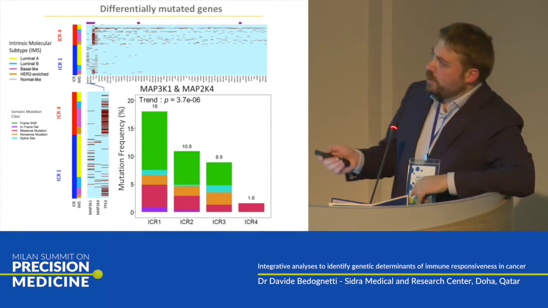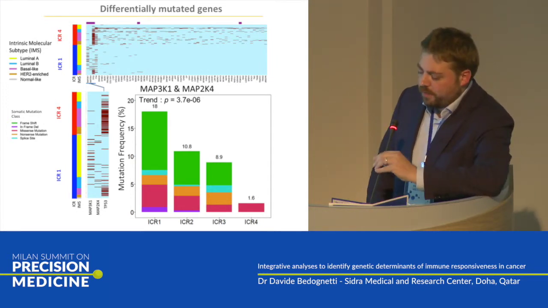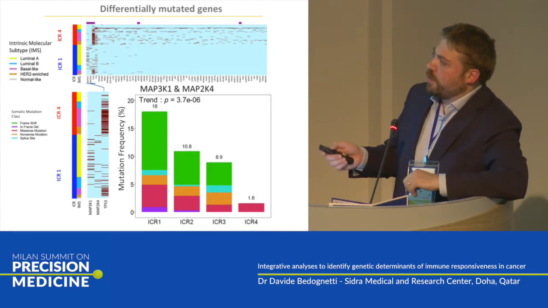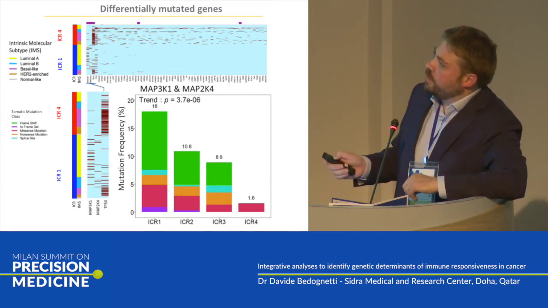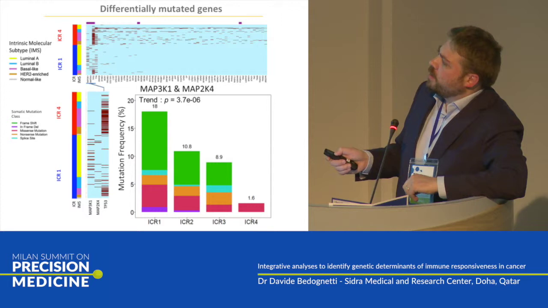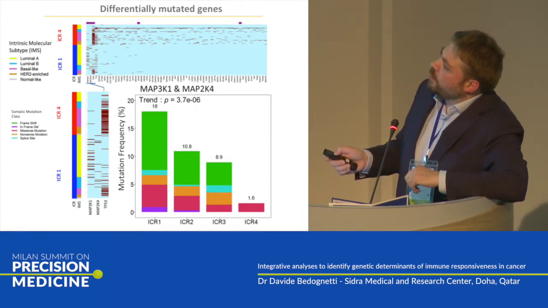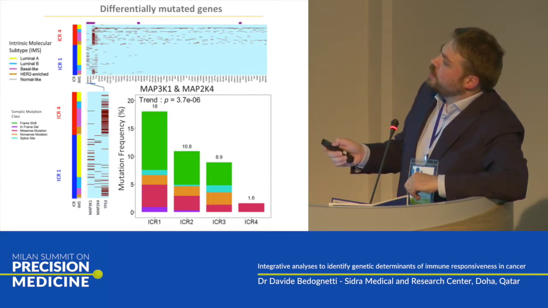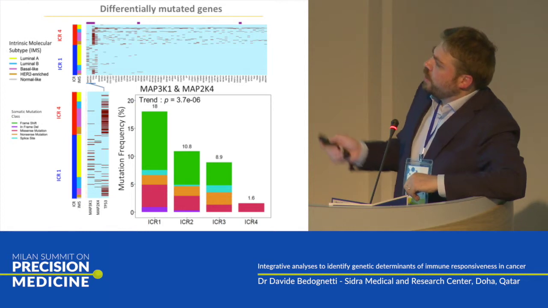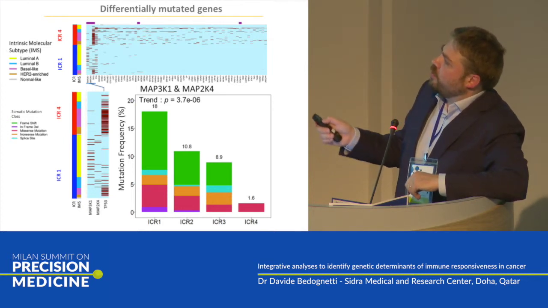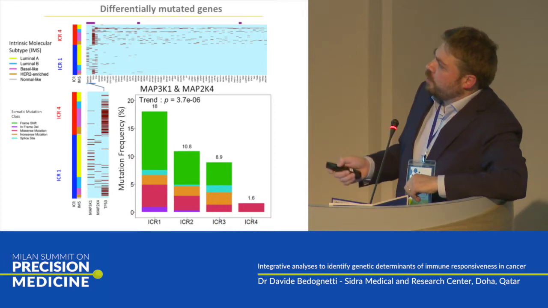So we compared these two groups in terms of the presence of selective mutations by mining the exome sequencing data. So what does this heat map show? Each row is a patient, each column is a gene. If it's brown, it means that this gene is mutated. Blue is not mutated. ICR4 has a much higher level of mutation, as has been shown in the previous slide.